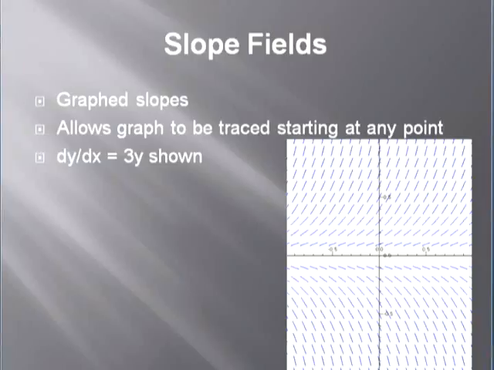And these slope fields allow us to, if we're given a point at which to start, kind of give a rough sketch of the graph of the function just using the slopes given at each of the points.